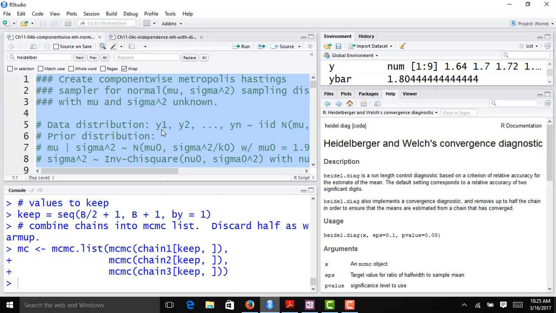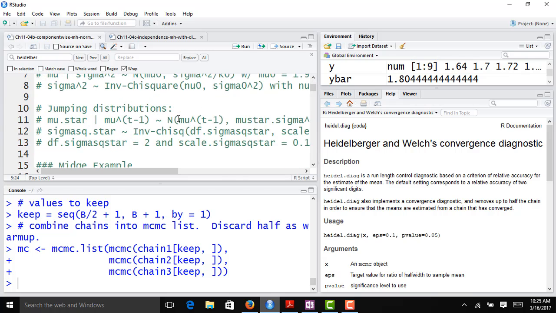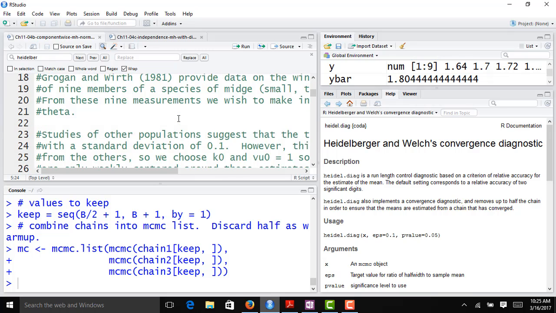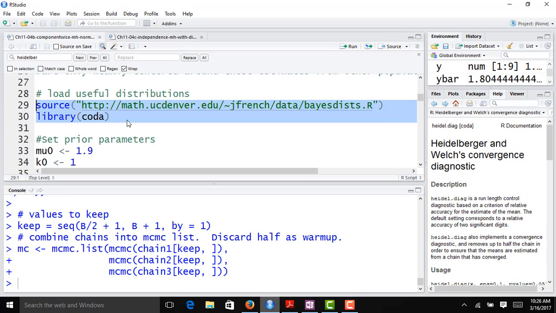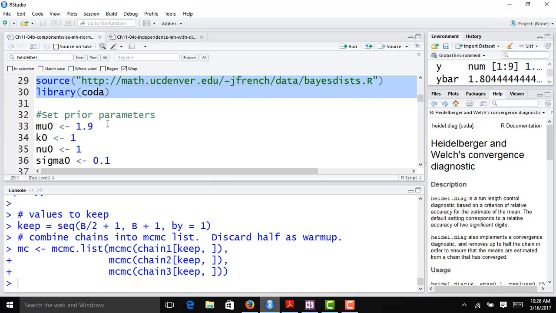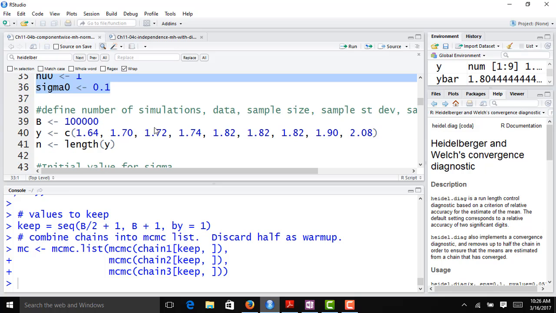So let's look at the R code where we're going to actually implement this. The first part here is just describing what we're going to be doing, and we need to load the special distributions from my faculty webpage to sample from the inverse chi-square distribution, though you could use some other package to do that if you wanted to. We're going to load the CODA library so that we can do some MCMC diagnostics to assess the convergence and run length of our chains. I'm setting the prior parameters here, so mu naught, k naught, which is kappa naught, nu naught, and sigma naught. So these are the parameters for the prior distributions.